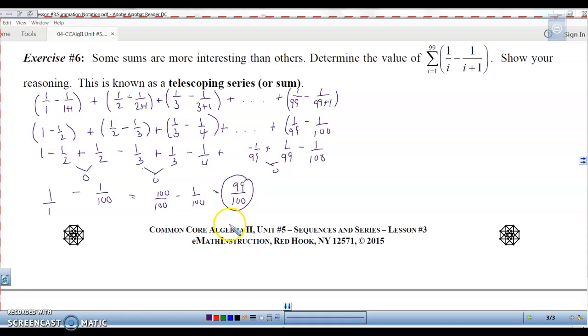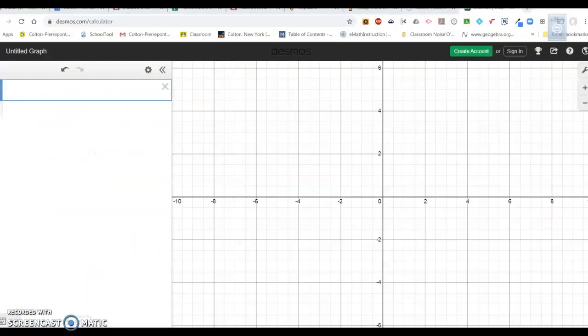Okay, so that is summation notation. What I really want you to be able to do is to read and understand how the notation is set up and how to use it. Okay, the last thing I want to show you is how to do summation using the calculator or Desmos. I showed you how to use it on the calculator, but let's show you how to use it on Desmos.